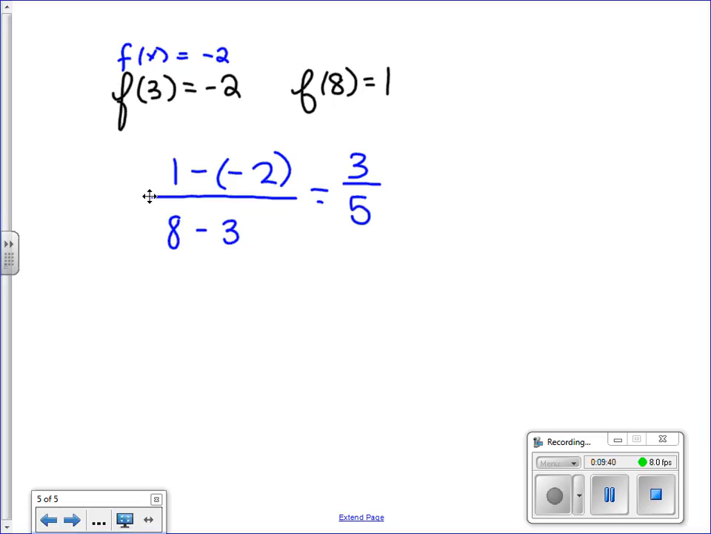Is this increasing or decreasing? Positive. Positive, so it's increasing, right? If it were negative, it would be decreasing. Yeah. Okay.